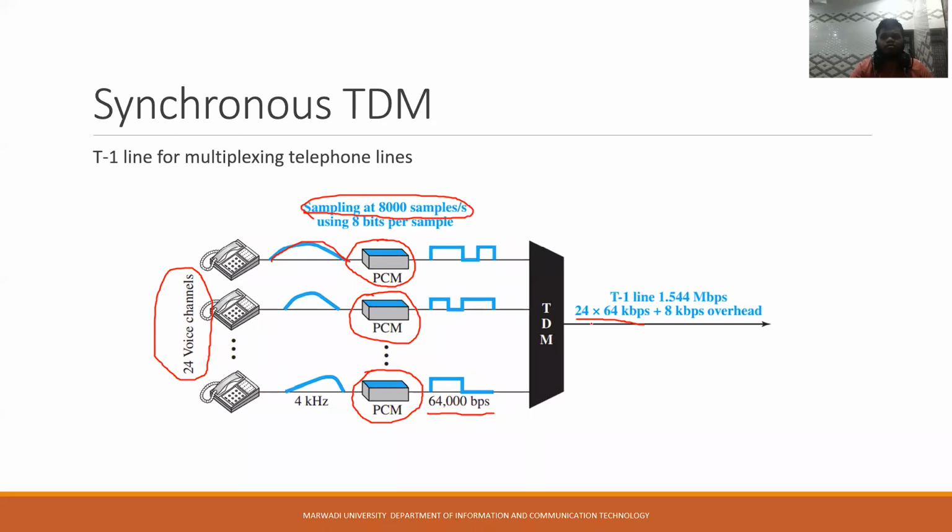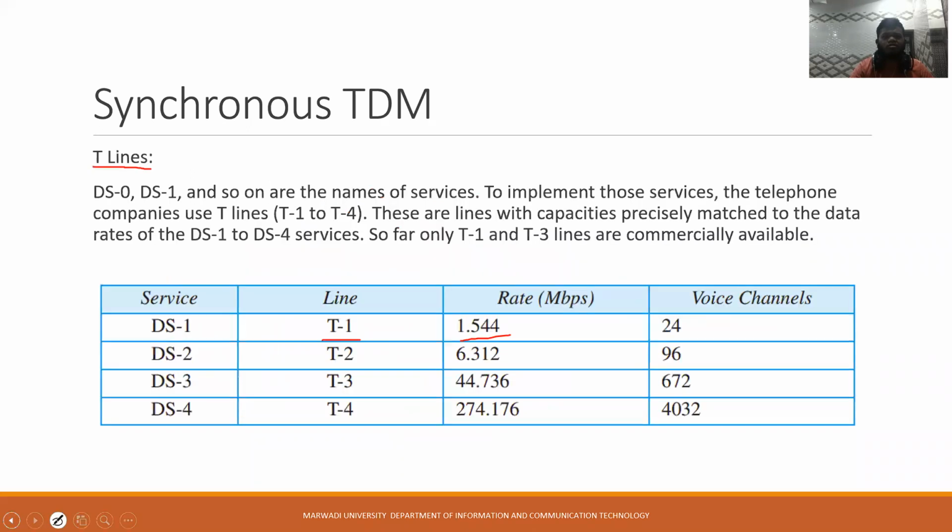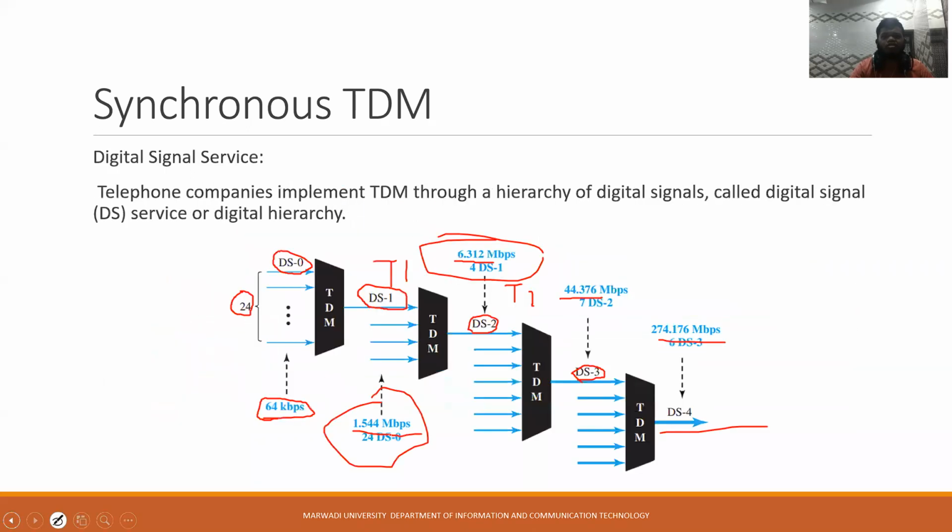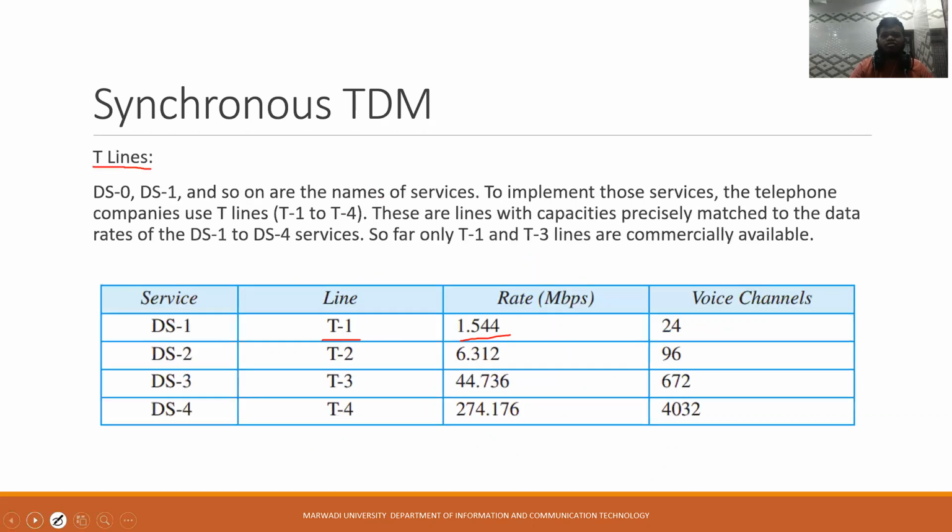and plus we have 8 kbps overhead. Overhead is additional data rate which is added at each hierarchy level. So here there will be 8 kbps overhead, here there will be some n kbps overhead, here there will be n kbps overhead. So in T1 we have 8 kbps overhead.